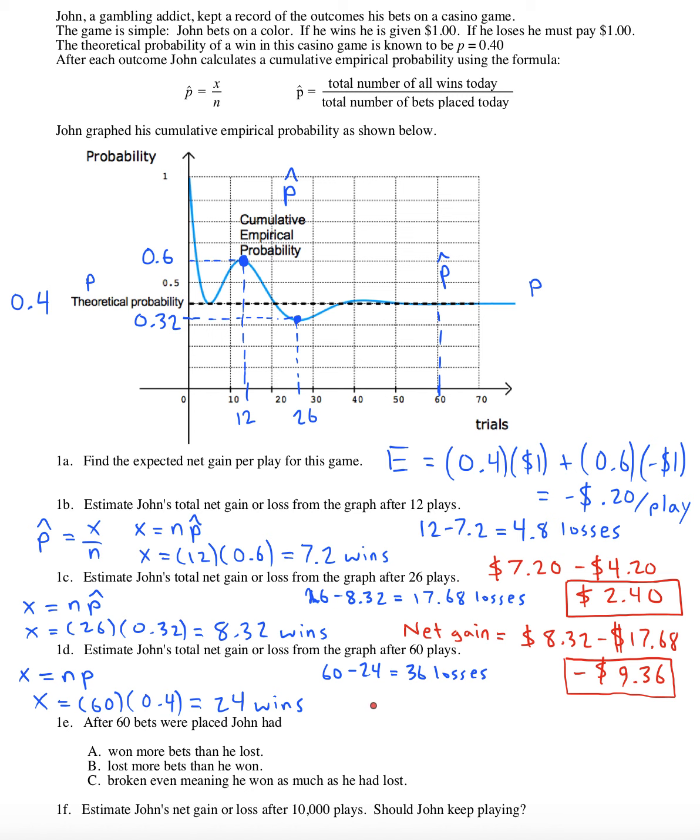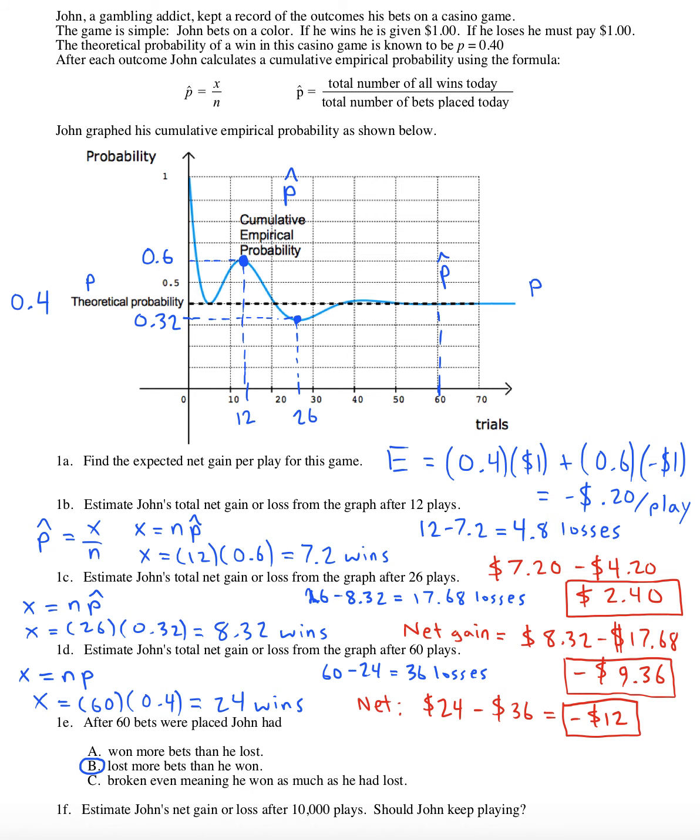We want to subtract them too. $24 in revenue, $36 in expenses. Now he's down to $12 in the hole. Not too bad for a day. Could be worse. But what if he were to keep playing? Should he keep playing? Well, after 60 bets were placed, we see that John had actually lost more bets than he won.